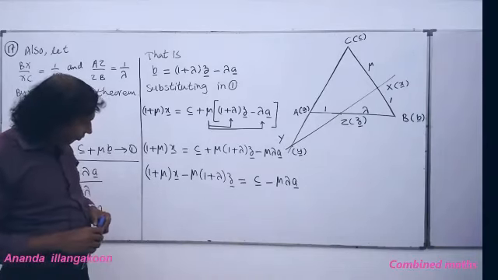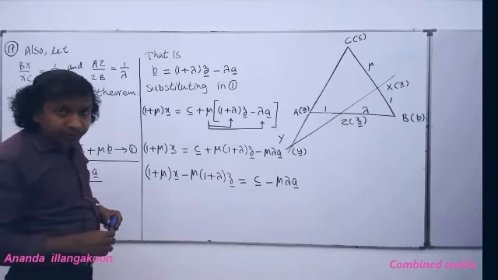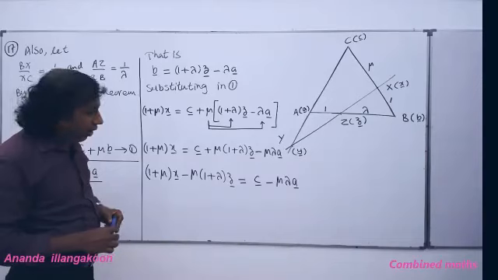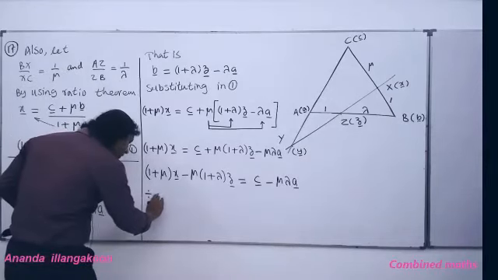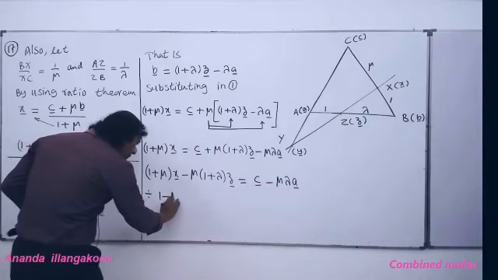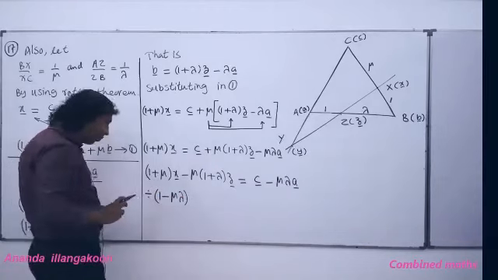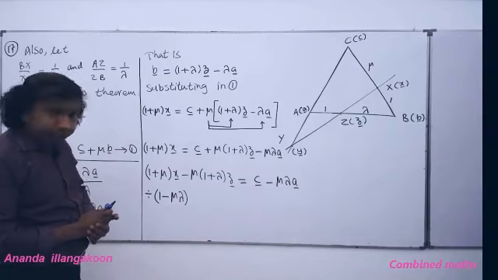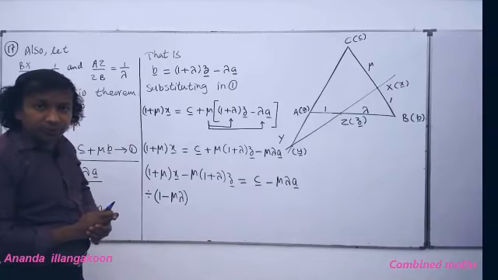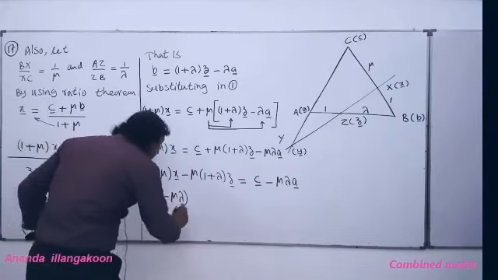Now, what I do next is this, people. I divide both sides by 1 minus mu lambda. By this, we divide both sides, 1 minus mu lambda. Okay. Then you might ask, why? How? Don't ask, wait for a while. Then this is what I get.